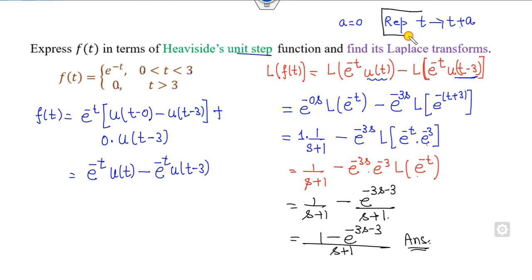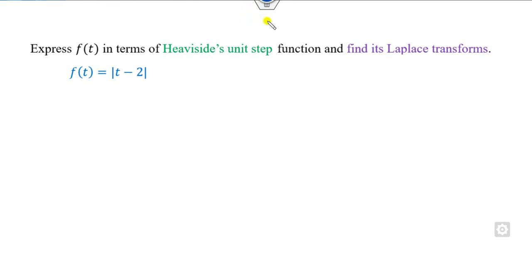Always remember that you have to replace the function here after comparing the number to be this number. Look at this another question.